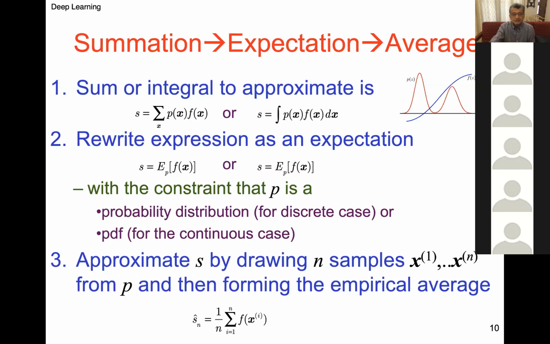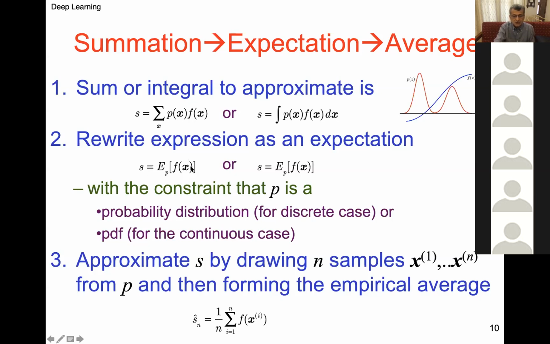an average. So let's say we wanted to compute something like this: S is equal to the summation over x of p(x) f(x), right? Or here is the continuous version of it: the integral of p(x) f(x) dx. So that is what we want to compute. We just saw in the previous slide an example of two probability distributions being multiplied out. One is a conditional, the other one is a marginal. Then we rewrite that expression as an expectation, and we say that S can be written as an expected value of f(x), with the constraint that P is a distribution.